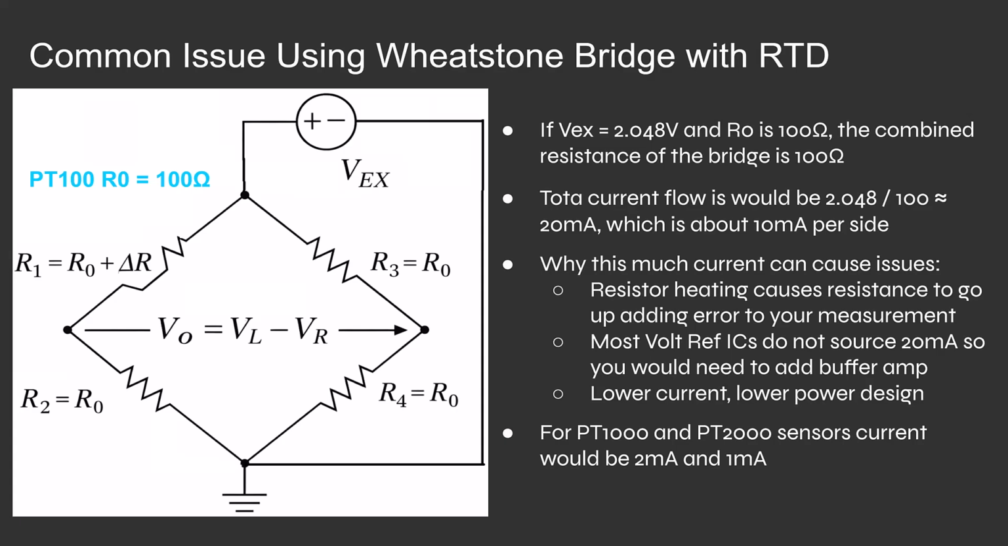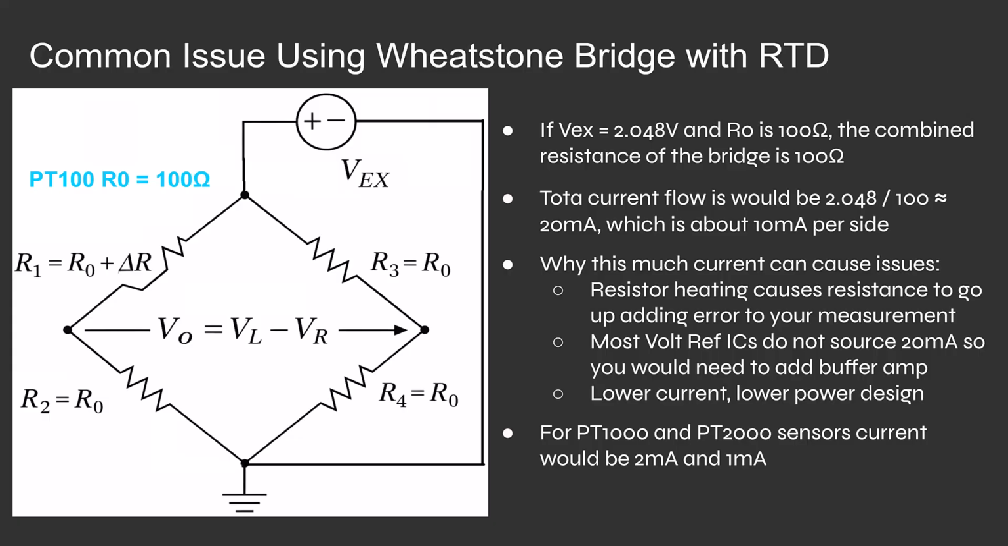If we wanted to know the resistance of this entire bridge, we would add up the right and left legs separately, and we would get 200 on one and 200 on the other, right? And if we do a parallel combination of those resistances, we basically get 100 ohms. And the reason I'm bringing this up is because we want to know what the current flowing through the Wheatstone bridge is going to be. So if we divide 2.048 by 100 ohms, using Ohm's law, we get about 20 milliamps. Well, that 20 milliamps will be split up on either side, so we'll get about 10 milliamps per side.